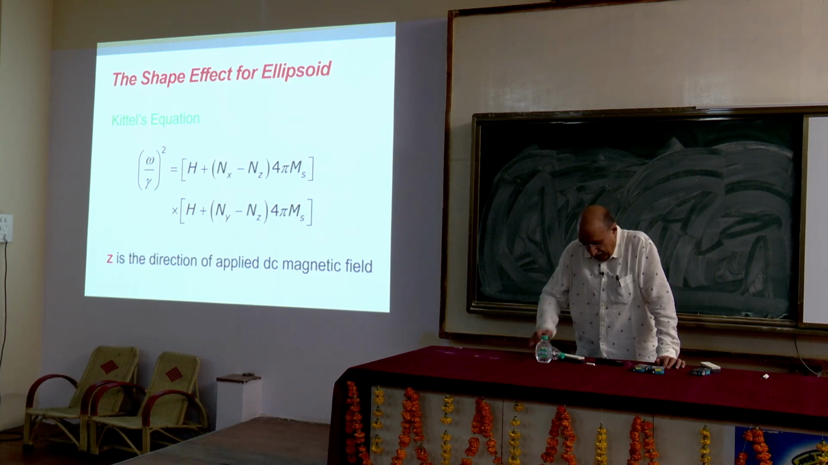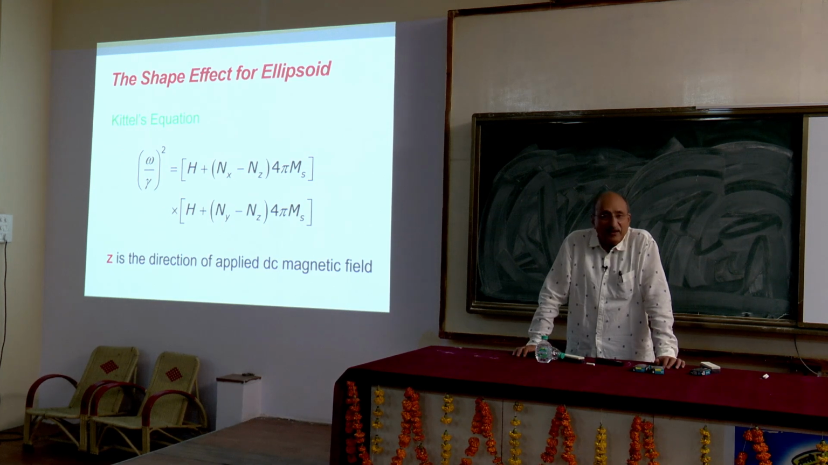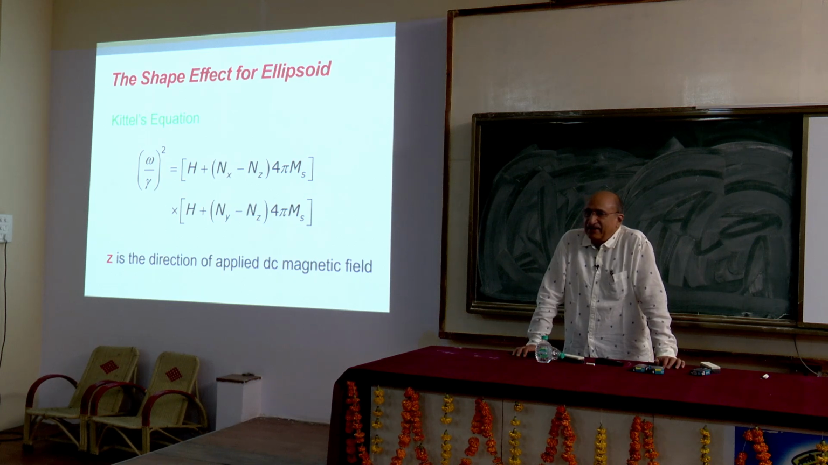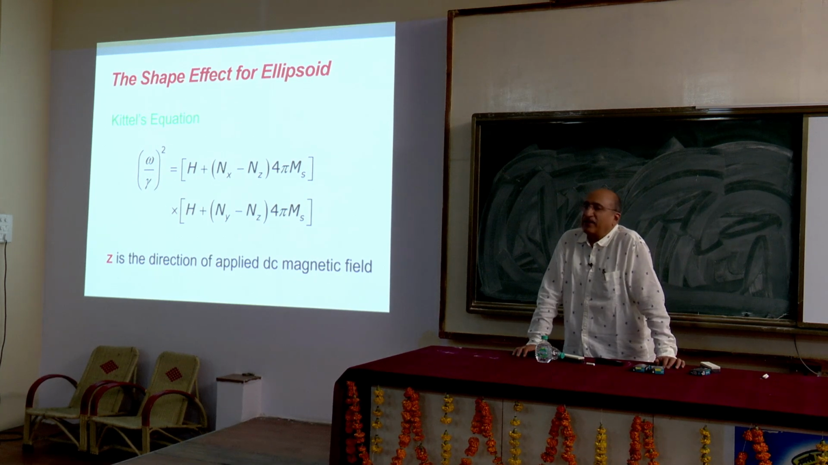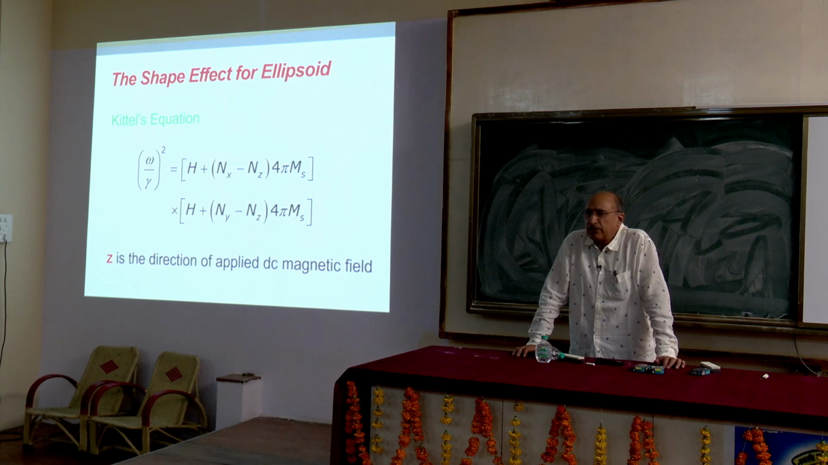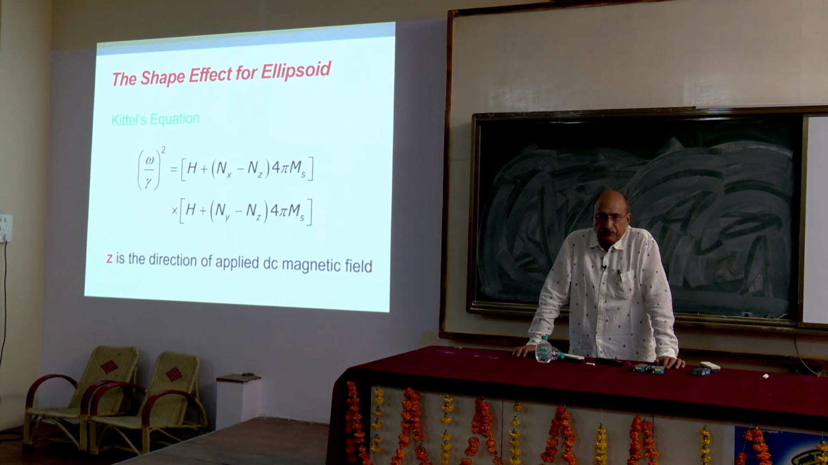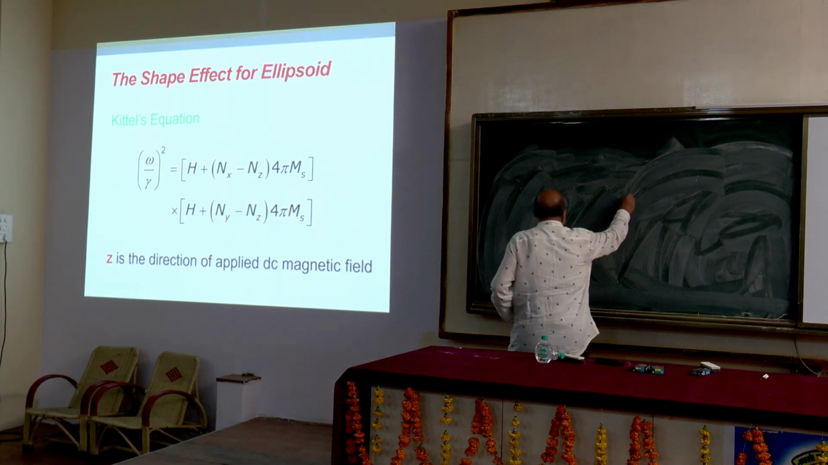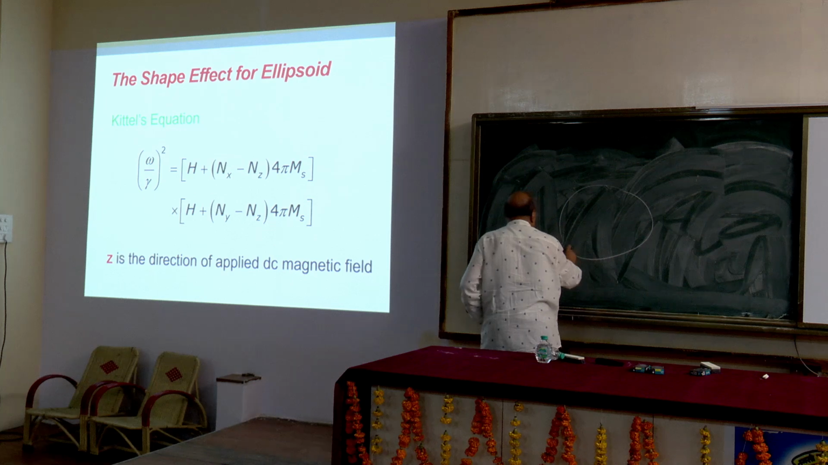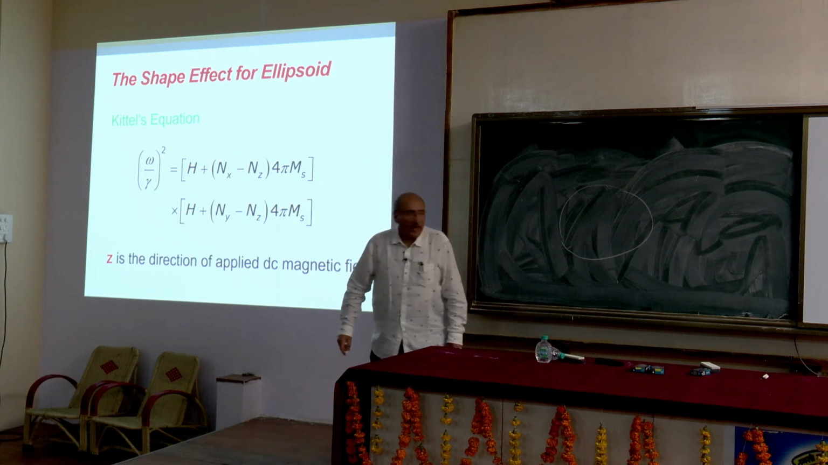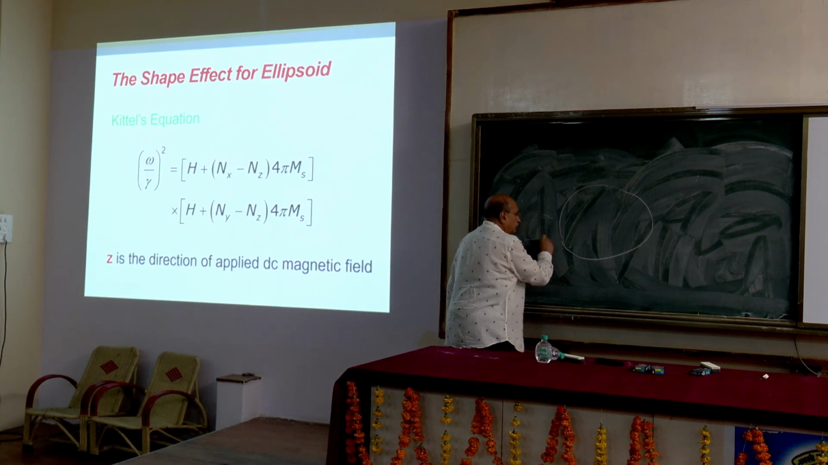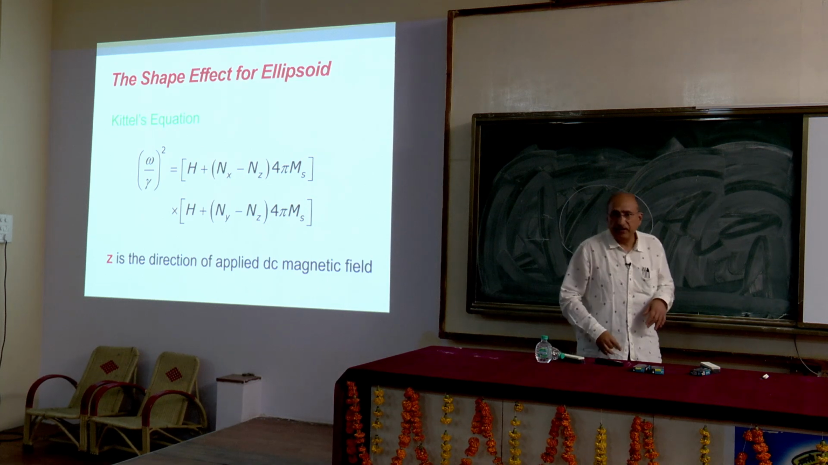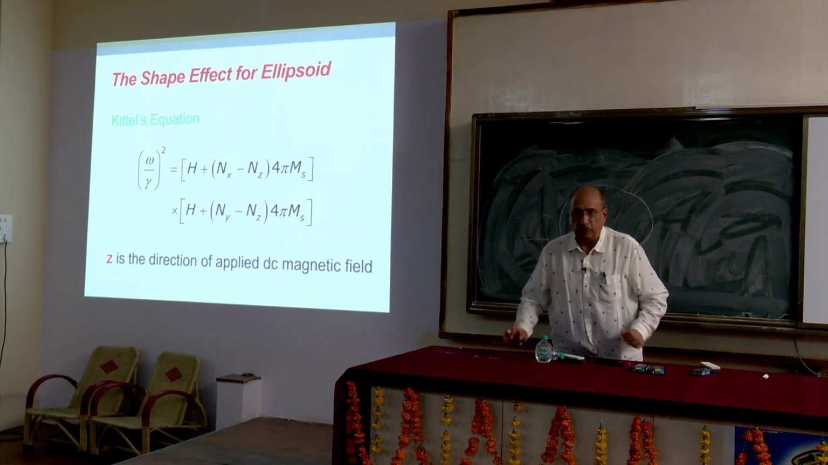So Kittel used that particular idea and derived another equation. Now it uses something which is called demagnetization factors, about which we have not talked so far. Let me put it like this first. If you have a sample of arbitrary shape, and you have applied a magnetic field, the internal field that will be created in general may be non-uniform.